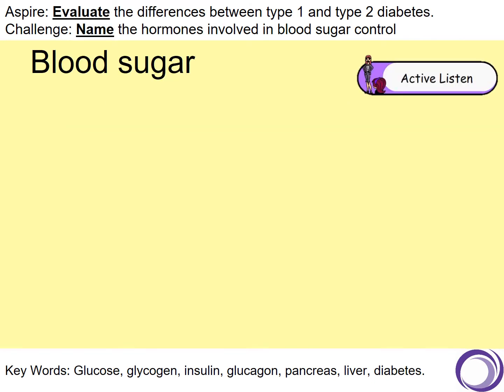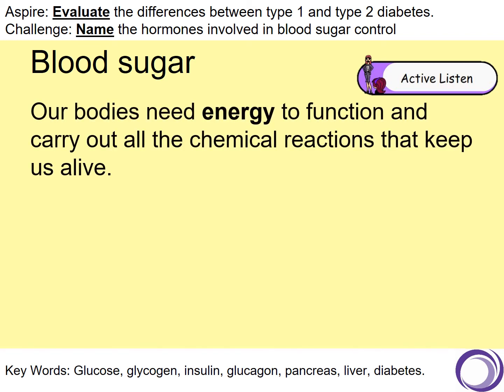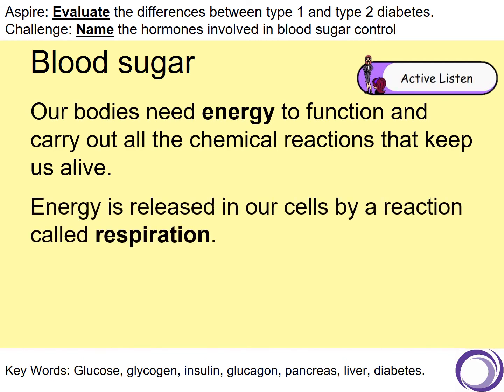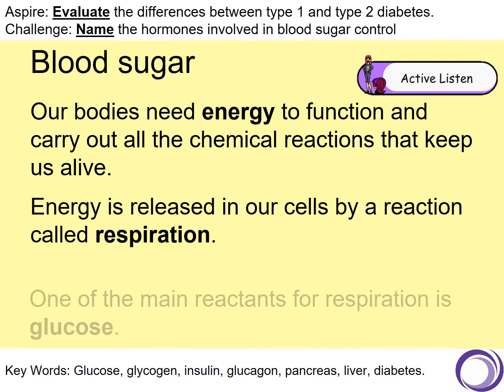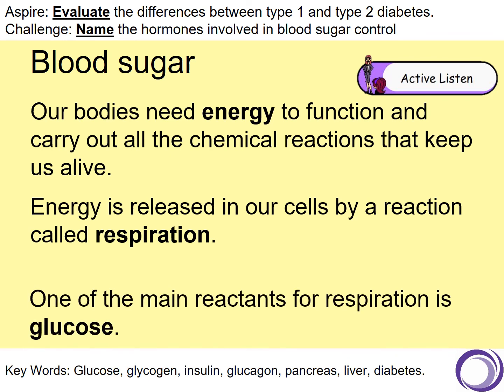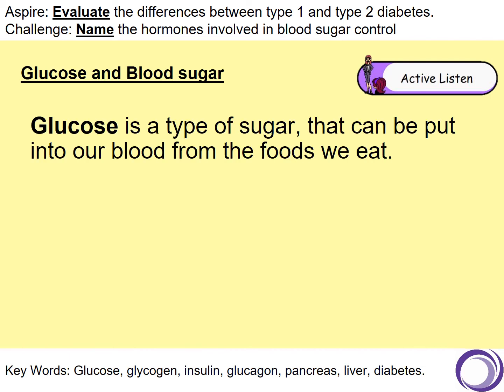So we're going to talk about blood sugar. Some of you might have heard of this term before, some of you might not have. Our bodies need energy to function and to carry out all the chemical reactions that keep us alive. That energy is released in our cells by a reaction called respiration. One of the main reactants for respiration is glucose. Glucose is a type of sugar that can be put into our blood from the foods that we eat. We've seen that lots of foods do contain sugar, and when we digest those foods, that sugar goes into our bloodstream and we can use it for respiration to give us energy.